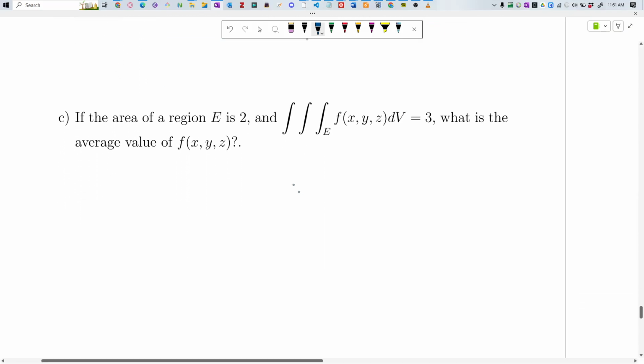Okay, part C. Let's see. The area of region E is 2. This triple integral is 3. What is the average value?